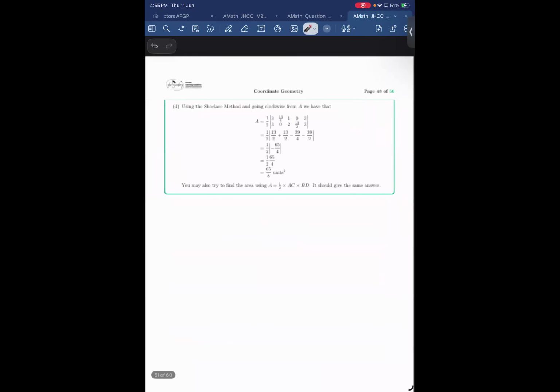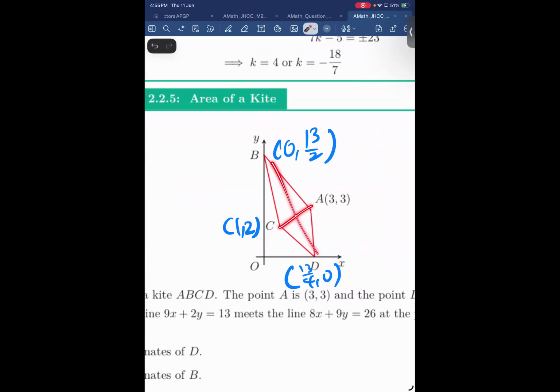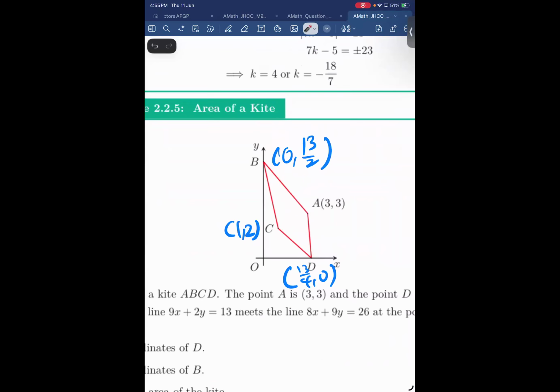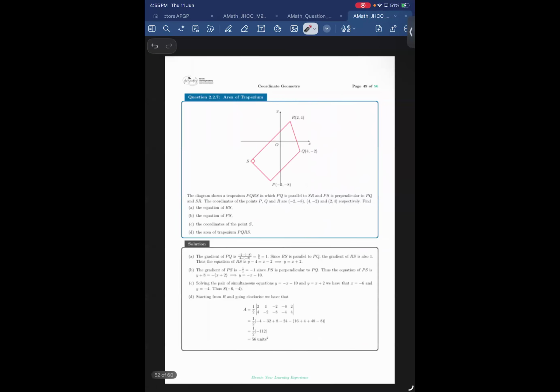For this particular question, because it's a kite, you can actually do half times base times height. You will see that you get the same answer also. But the shoelace method works in general for any kind of polygon, no matter how weird the shape is. Okay, that's some more questions.